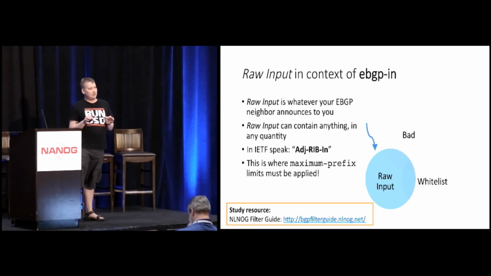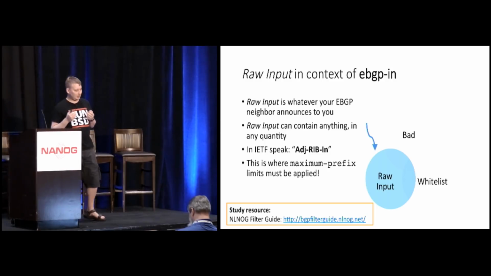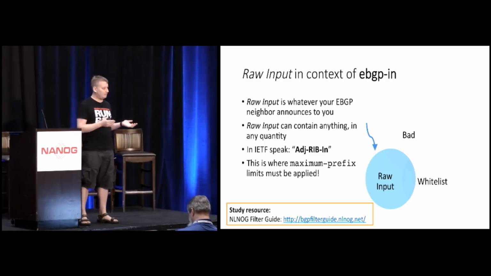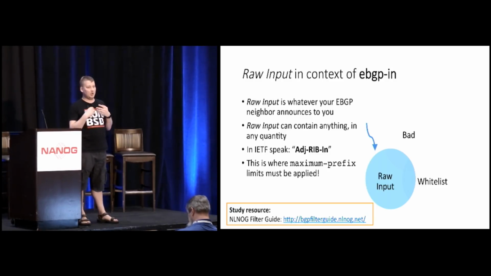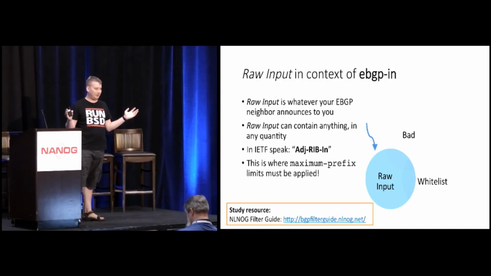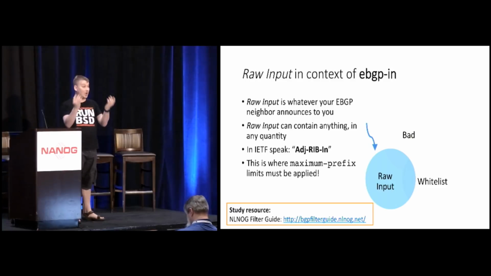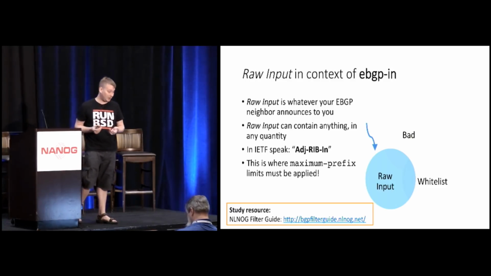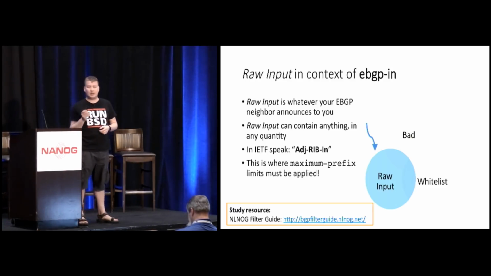Raw input in IETF speak is Adj-RIB-In. On some implementations, this is by default enabled and visible. On some implementations, you will need to enable soft reconfiguration inbound always to have visibility into that raw input. And raw input can contain anything in any quantity. It is an unknown set of routes that is coming our way. And this is where we apply maximum prefix limits.